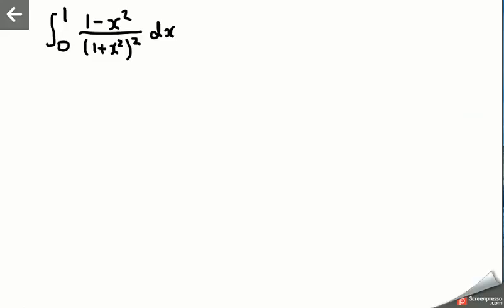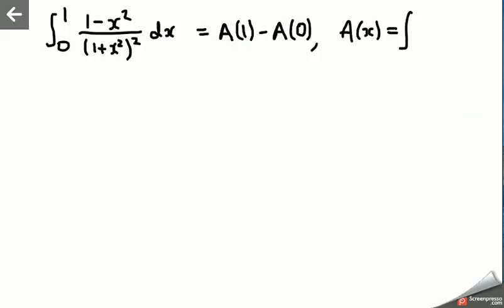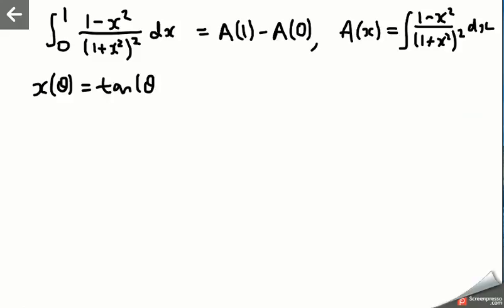to x. So we know that this is the same as A of 1 minus A of 0, where A of x is the antiderivative of that same function, (1 minus x squared) divided by (1 plus x squared) squared, dx. Okay, and we're given a hint to solve this question. The hint is to use the substitution x of theta is equal to tangent of theta. So we're told to use the substitution x of theta is equal to tangent of theta.